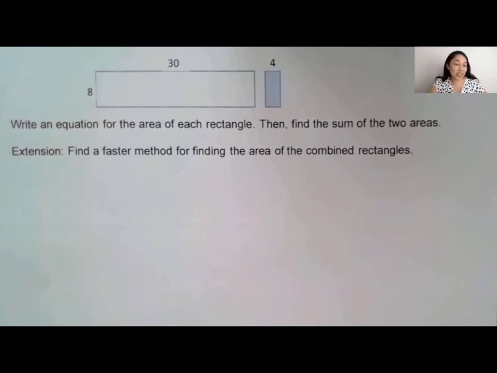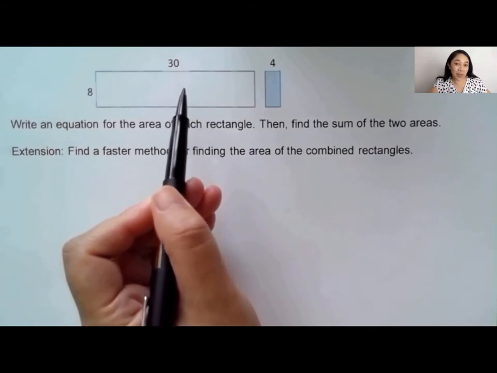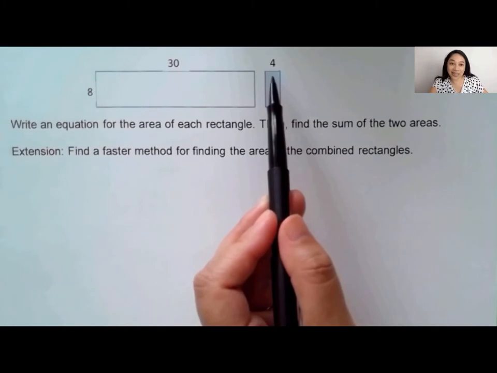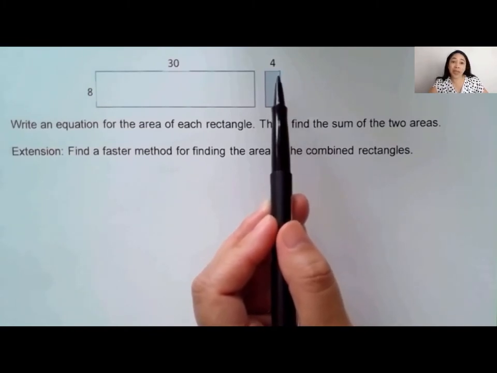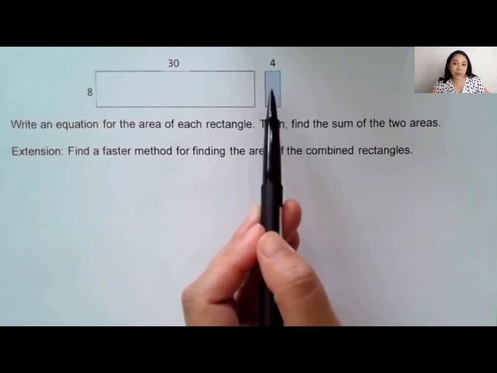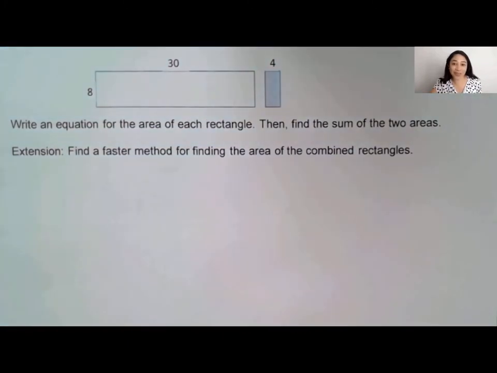We can see the dimensions of the first rectangle is 8 units and 30 units. We also know that the side length of the second rectangle is 4 units. From this model, we can also see its other side length, although it isn't labeled, is the same length as the first rectangle. What is it that we need to find out? We need to find the sum of the two areas.